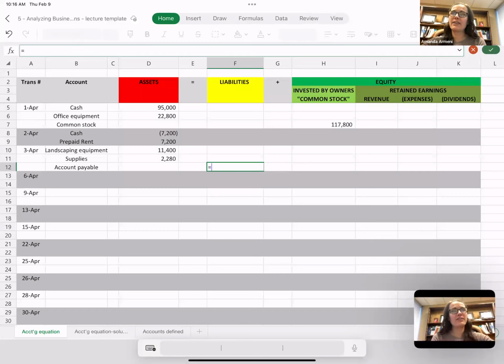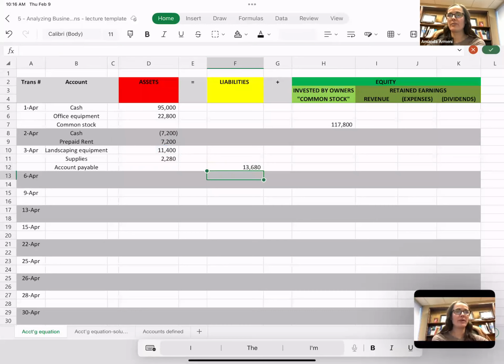So we're going to take, again, the same thing that I did with common stock. I'm going to take the 11,400, add it to the 2,280, and that gives me the total amount of my accounts payable. So if you're not given the amount, you can figure it out by just adding up the other two. So there we go, April 3rd.